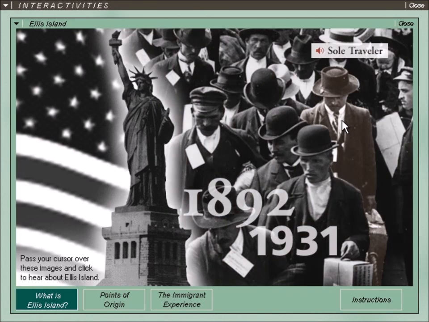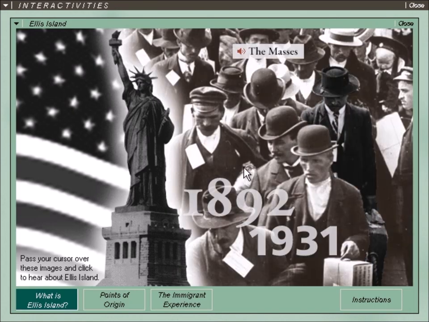Often, a father or his oldest son made the voyage to America without his family. These men came alone to find jobs and establish residences, then sent for other family members later.